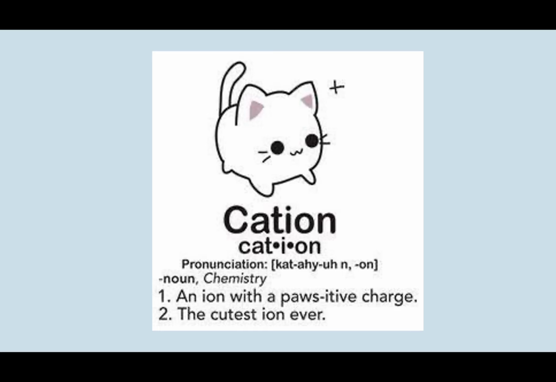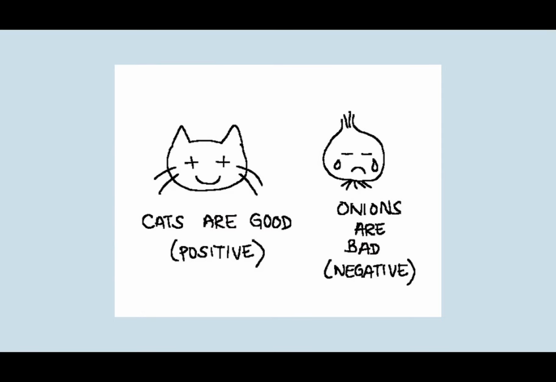For a cation, you can remember it as cat, an ion with a positive charge. You could also think of it as cats are good, which is positive, so cation. Onions are bad, they make you cry, which is negative. So like an anion, onion.